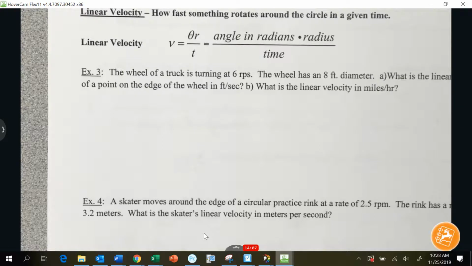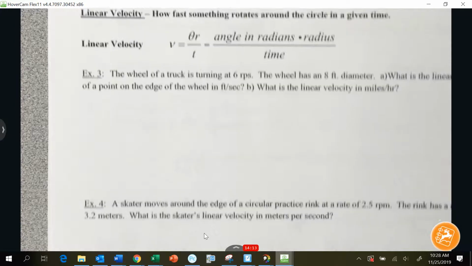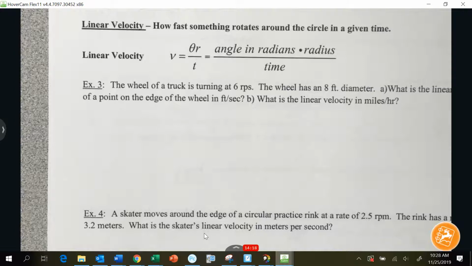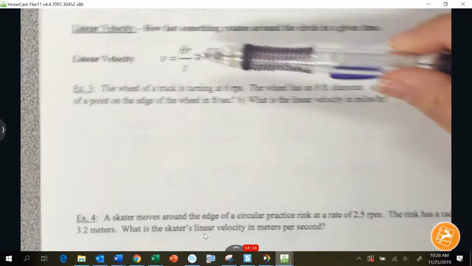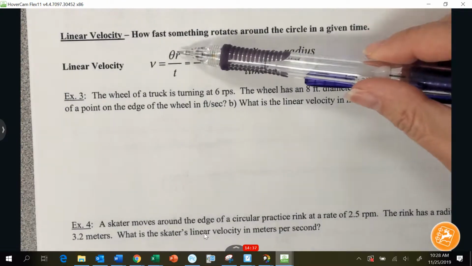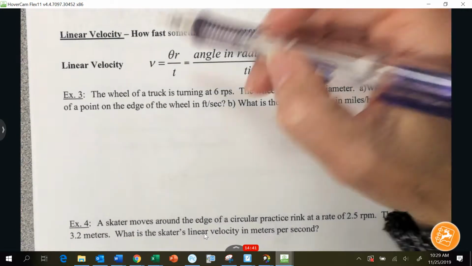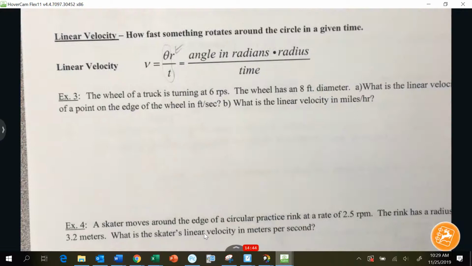So linear velocity is length. You can think of linear velocity like if we're talking about a wheel and there's one point on the wheel, we're still talking about length because we're talking about the circumference and the speed it takes to go around. That's not angular, that's linear because the circumference is length. So to get linear velocity, and that's v, we take theta multiplied by the radius divided by time. This is like the angular velocity, but just multiply by the radius.